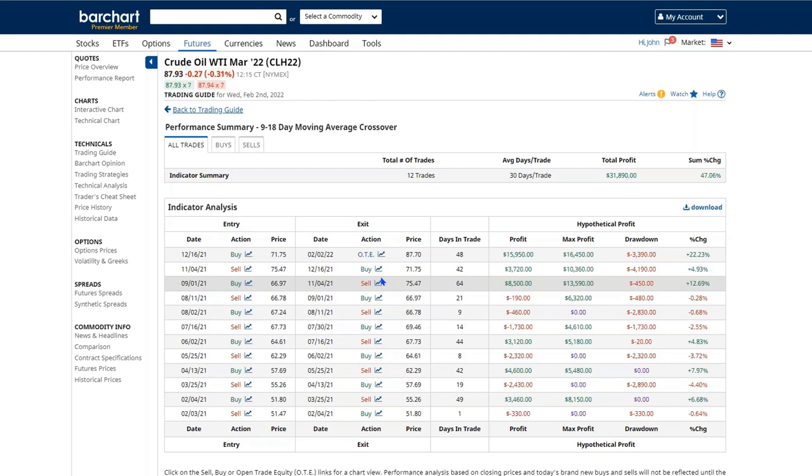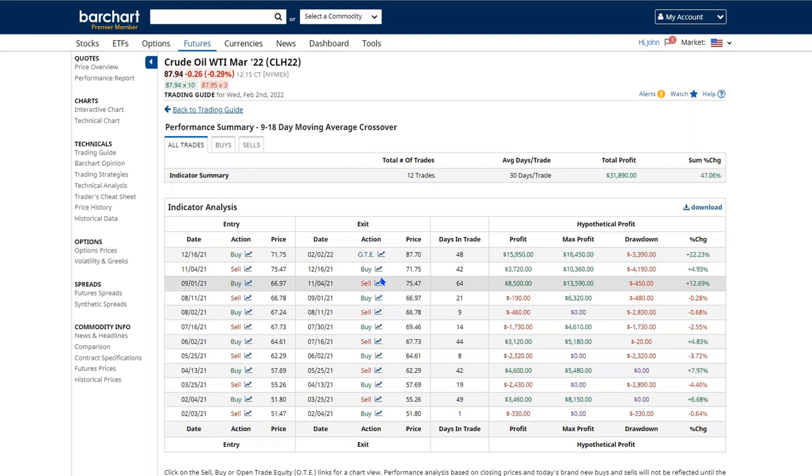Now, when we talk about the futures trading guide, each one of these new signals actually generates two actions. So if I'm currently in a long position and then the futures trading guide gives me a sell signal, that sell signal is telling me to exit the long position and then enter a new short position. So the futures trading guide is always in the market. They're always long or always short.